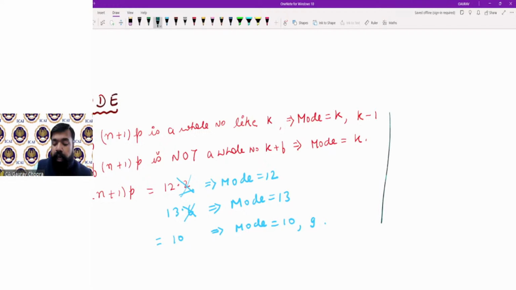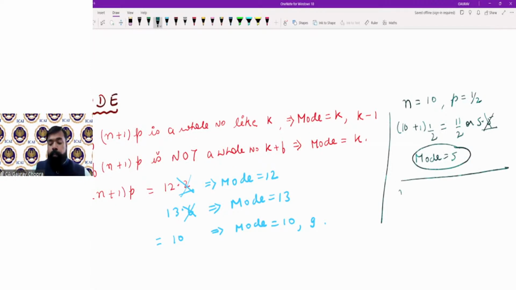So let us take it another way. If n is 10, p is half, then n plus 1 into p is 10 plus 1 into half, which is 11 by 2, or you can say 5.5. So this is not a whole number. This is a fraction or decimal. So remove this decimal part. So mode will be equal to 5. If n is 9, probability is half, then you will write 9 plus 1 into half, that is 5. So this time it's a whole number. So mode will be 5 and 5 minus 1, that is 4. So 5 and 4 will become the mode.